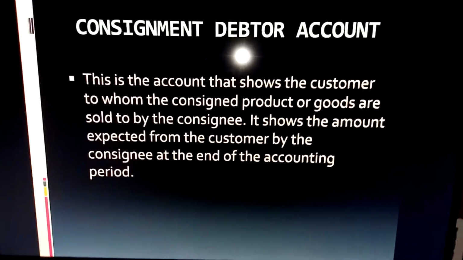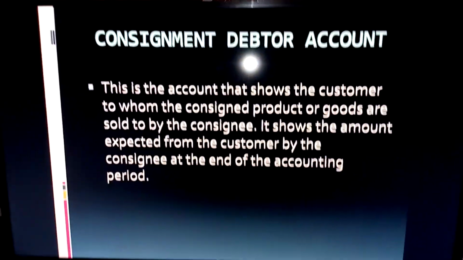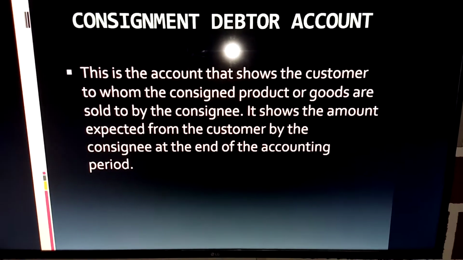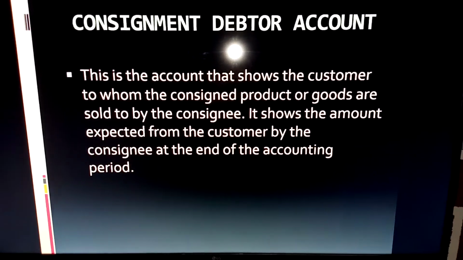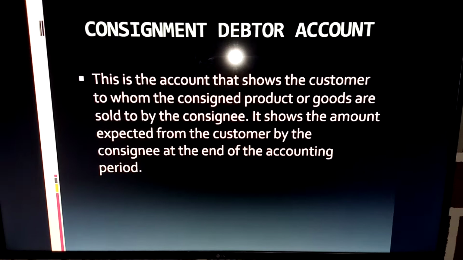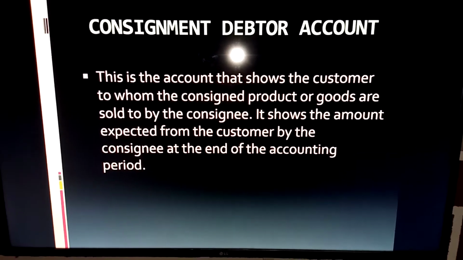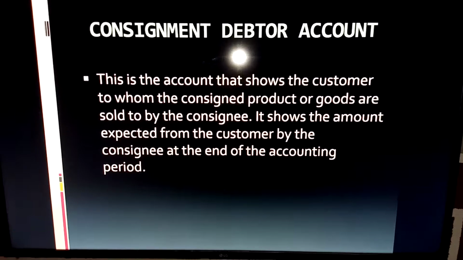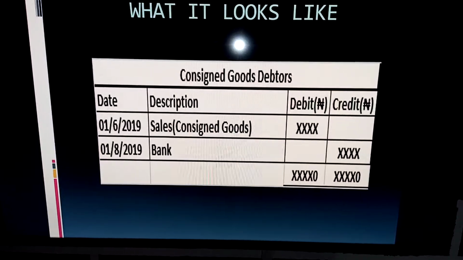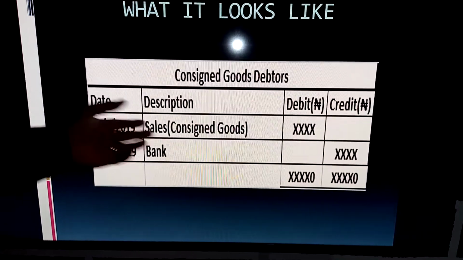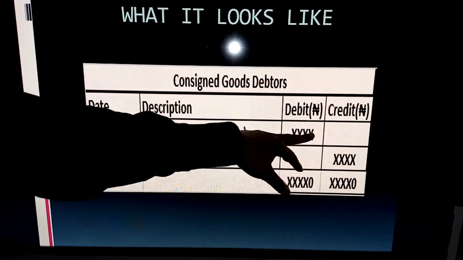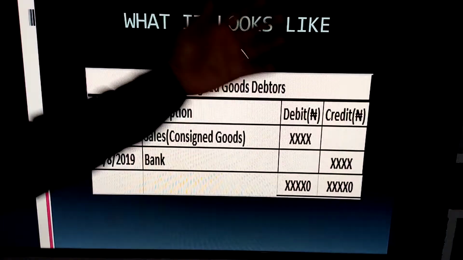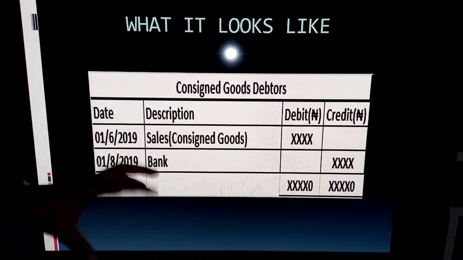So the consignment debtor account, this is from the perspective of the consignee. So basically, these are the people that the goods have been sold to, that are owing the business. So they're expected to pay up so that cash can be transferred to the consignor. So you can call them consignment debtor account or consignment customer account. Okay. So here you see the sales to them, debit them consigned goods, and then when they pay, they pay into the bank of the consignee.